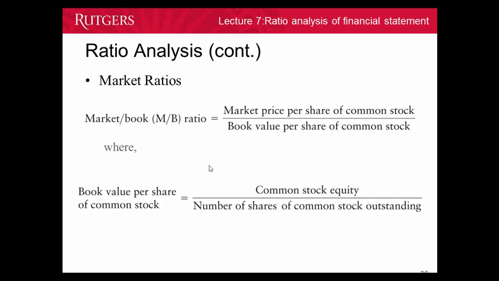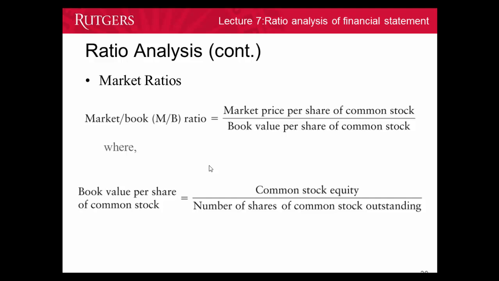Another market ratio is called the market book ratio. The book to market ratio attempts to identify undervalued or overvalued securities by taking the book value and dividing it by market value. In basic terms, if the ratio is above 1, then the stock is undervalued. If it's less than 1, the stock is overvalued.